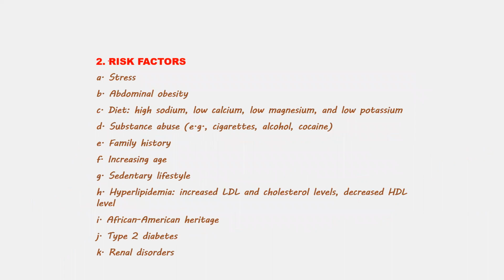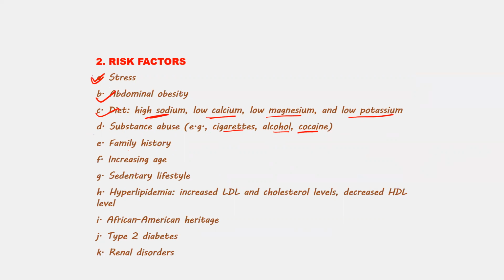Now, moving on to the risk factors. What can be the risk factors of hypertension? First of all is stress. Stress can be a risk factor that may lead to hypertension. The people who take too much stress, their pressure in the blood vessel may increase in comparison to other people. Abdominal obesity, a diet high in sodium, low calcium, low magnesium, and low potassium can lead to hypertension. Substance abuse, for example, cigarettes, alcohol, cocaine.